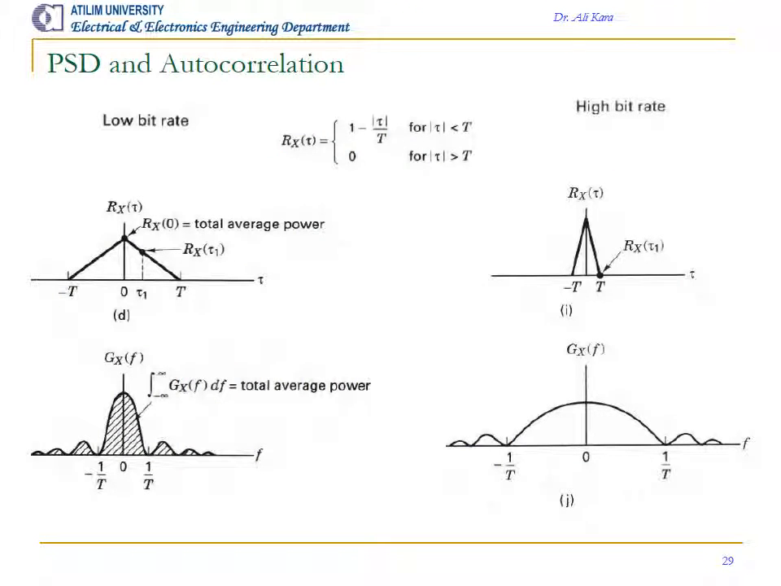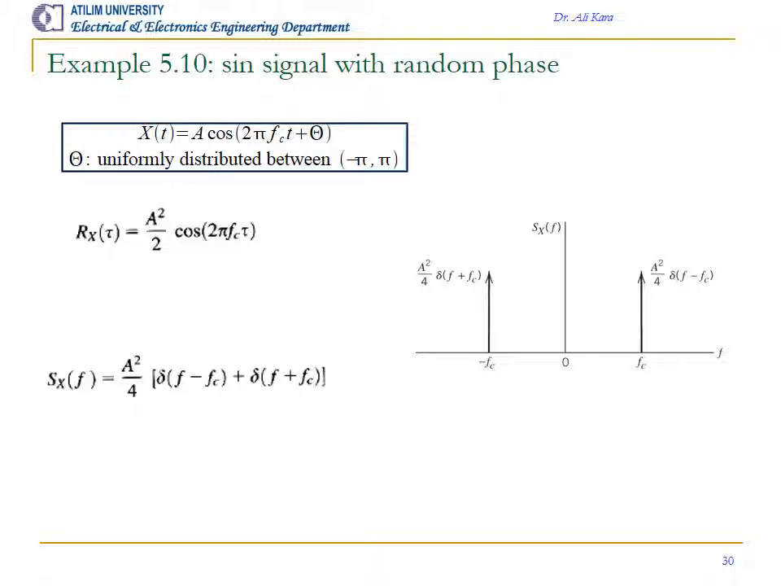PSD and autocorrelation. Derived from the results we just examined, the PSD of a low bitrate signal is more concentrated, whereas the PSD of a high bitrate signal is more sparse. Example 5.10, sine signal with random phase. The PSD of a sine signal with random phase, derived from its autocorrelation function, is found as 2 Dirac delta functions scaled by some scalar value.